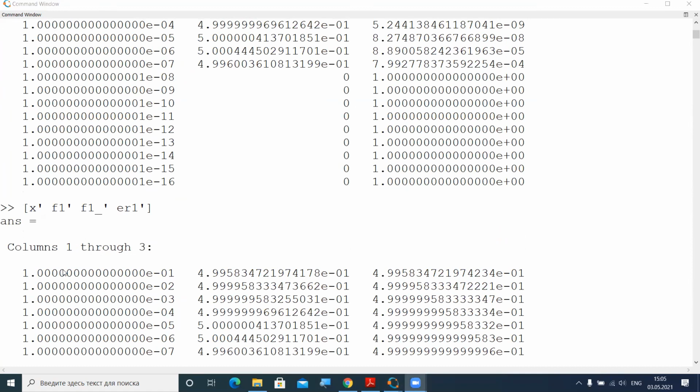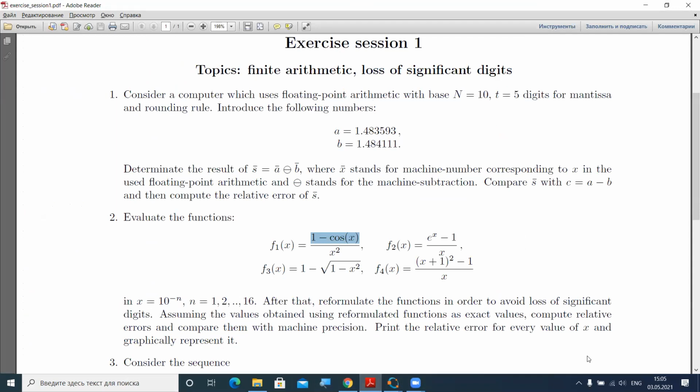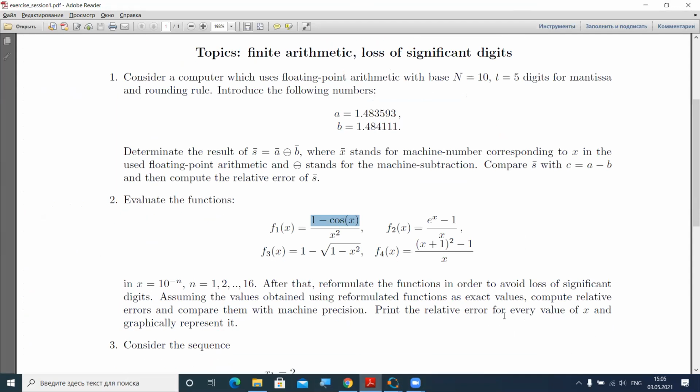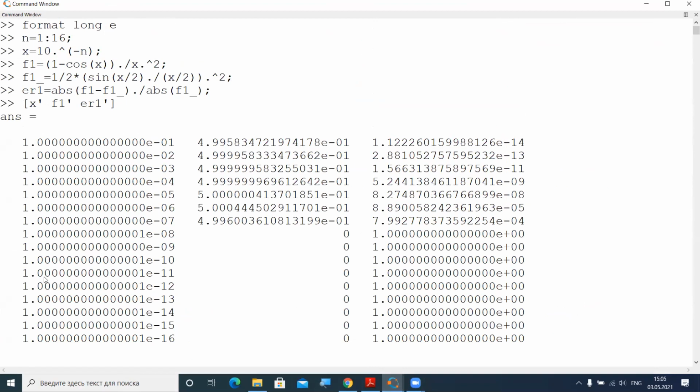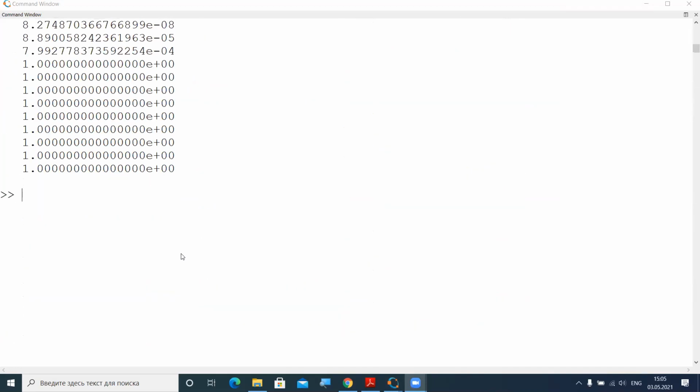And now we have the second part of our exercise represented graphically. We print the relative error for every value of x. You can see here, for every value of x, we have corresponding errors. And now we need to represent it graphically. How to represent it graphically? Using commands plot or log, which we did in previous practices. If you use plot in this case, this is not useful for us. It's not a good idea because plot draws the graph in normal scale.